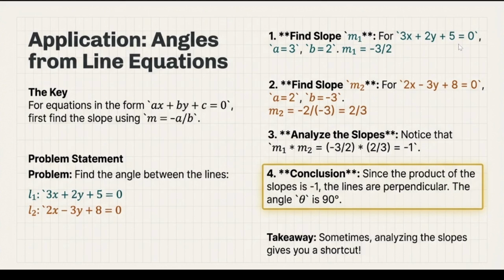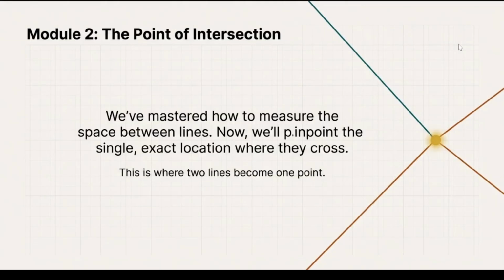Now if we analyze the slopes, we will notice that m1 × m2 is equal to negative 1. That means that since the product of our slopes is negative 1, these lines are perpendicular and the angle θ will be 90 degrees for any perpendicular lines. Sometimes analyzing the slope gives you a shortcut.